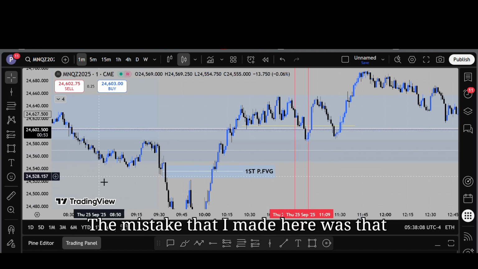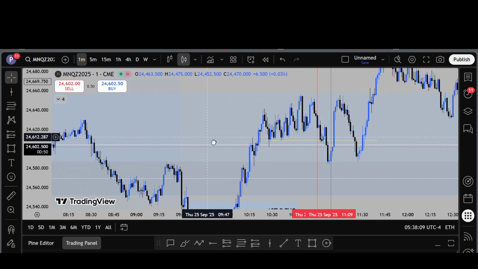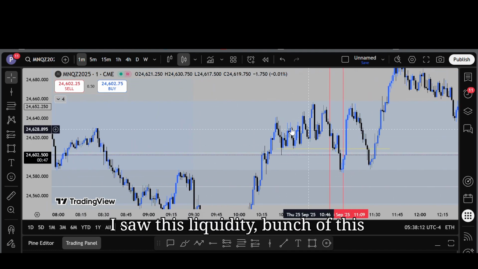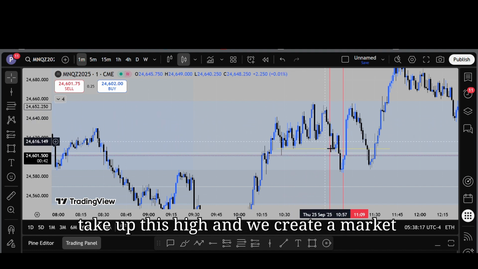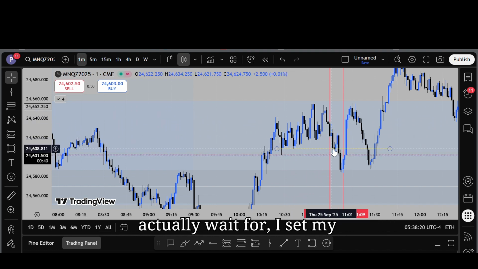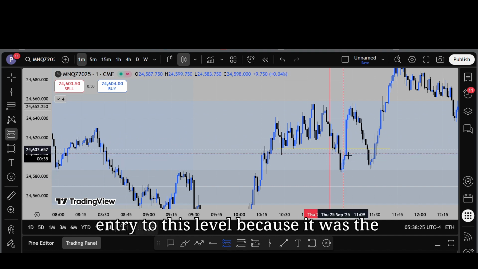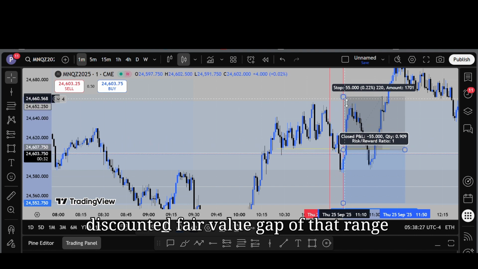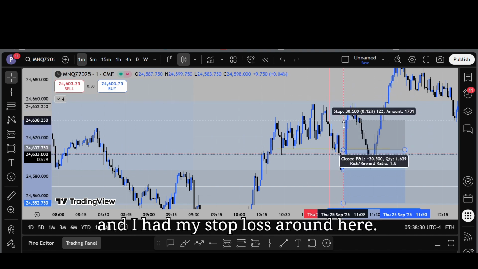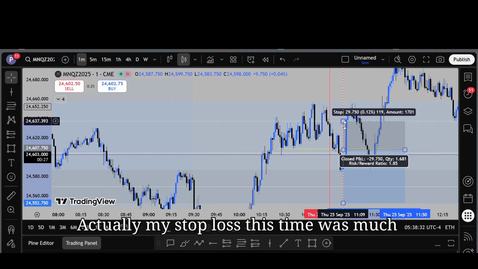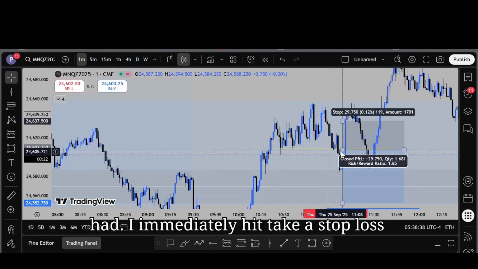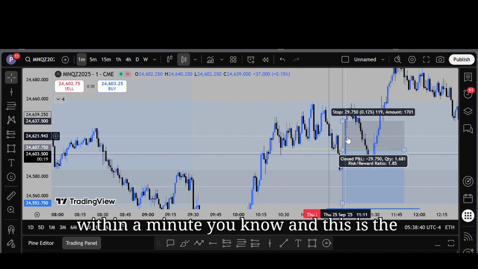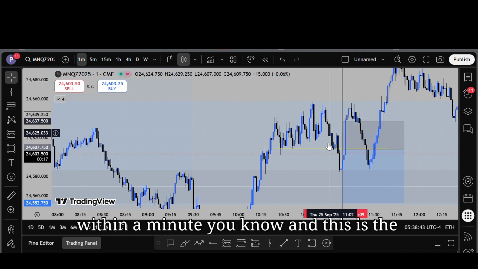The mistake that I made here was that I saw this liquidity, a bunch of this liquidity, and I was like, wow, okay, if we take up this high and we create a market structure shift, which I patiently did actually wait for, I set my entry to this level because it was the discounted fair value gap of that range, and I had my stop loss around here. Actually, my stop loss this time was much bigger. I immediately hit stop loss within a minute, and this is the mistake that I made.